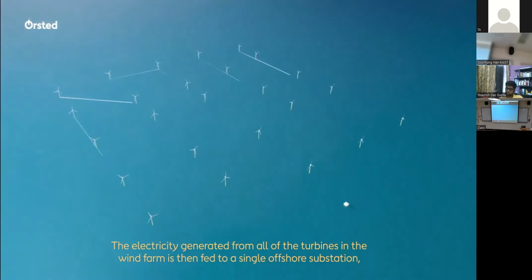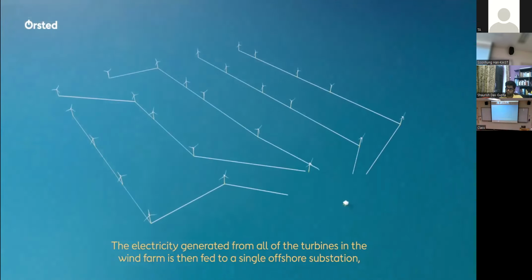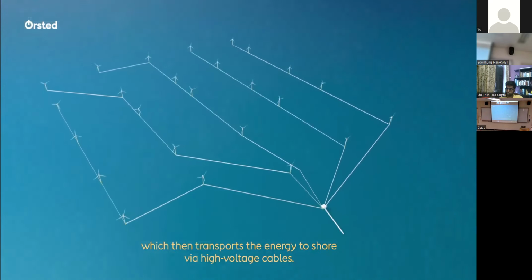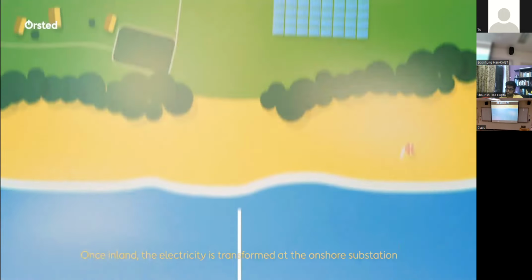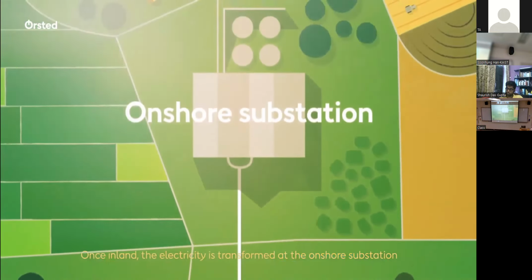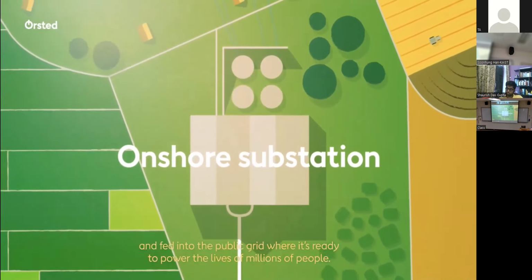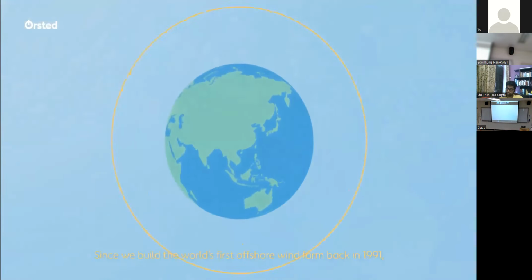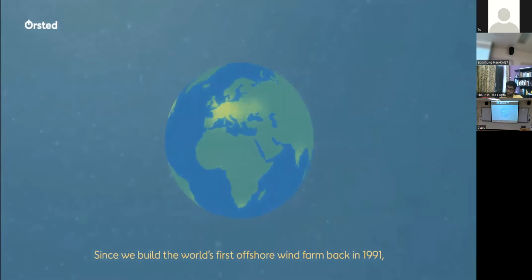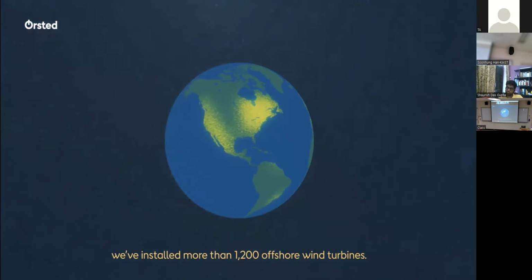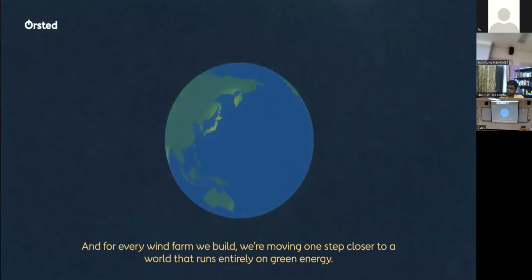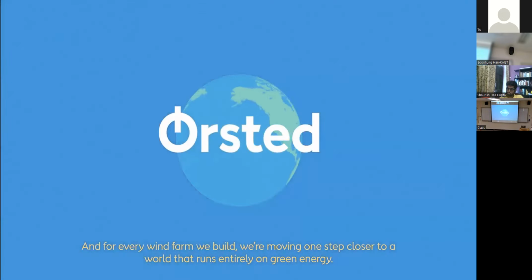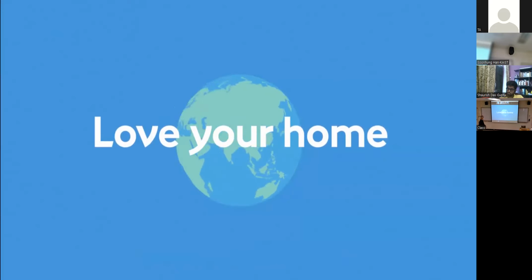The electricity generated from all of the turbines in the wind farm is then fed to a single offshore substation, which then transports the energy to shore via high-voltage cables. Once inland, the electricity is transformed at the onshore substation and fed into the public grid, where it is ready to power the lives of millions of people. Since we built the world's first offshore wind farm back in 1991, we've installed more than 1,200 offshore wind turbines. And for every wind farm we build, we're moving one step closer to a world that runs entirely on green energy.